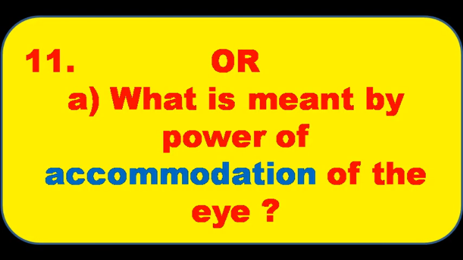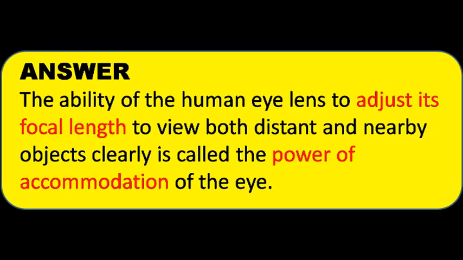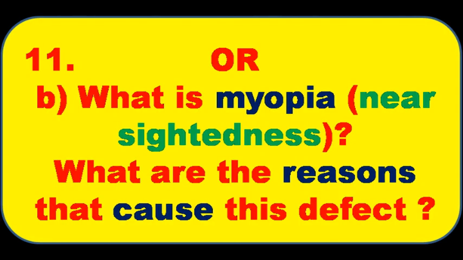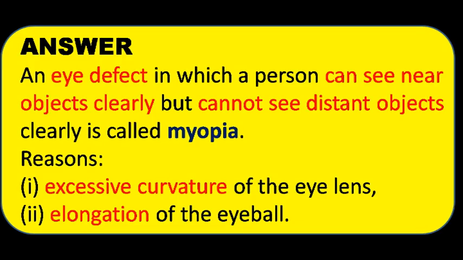What is meant by power of accommodation of the eye? The ability of the human eye lens to adjust its focal length to view both distant and nearby objects clearly is called the power of accommodation of the eye. What is myopia? Nearsightedness. What are the reasons that cause this defect? An eye defect in which a person can see near objects clearly but cannot see distant objects clearly is called myopia. Reasons are excessive curvature of the eye lens and elongation of the eyeball.